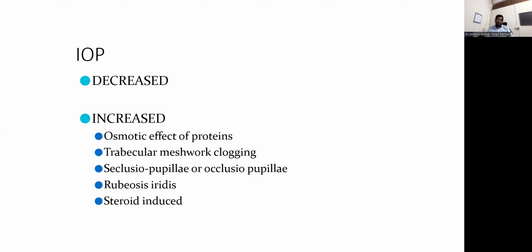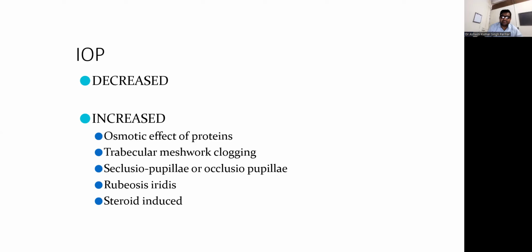So, as I mentioned, I have mentioned the causes and the physiology mechanism of occlusio pupillae and seclusio pupillae. So you have seen how it leads to the increase in the intraocular pressure. But is it always necessary that a patient with uveitis will have raised intraocular pressure? Not necessary. The patient can have reduced intraocular pressure also. How the pressure will increase? That I have already shown you in the previous slide.